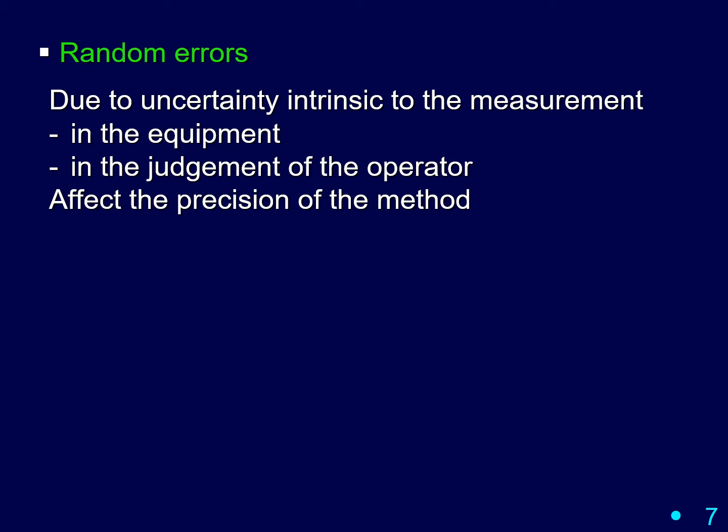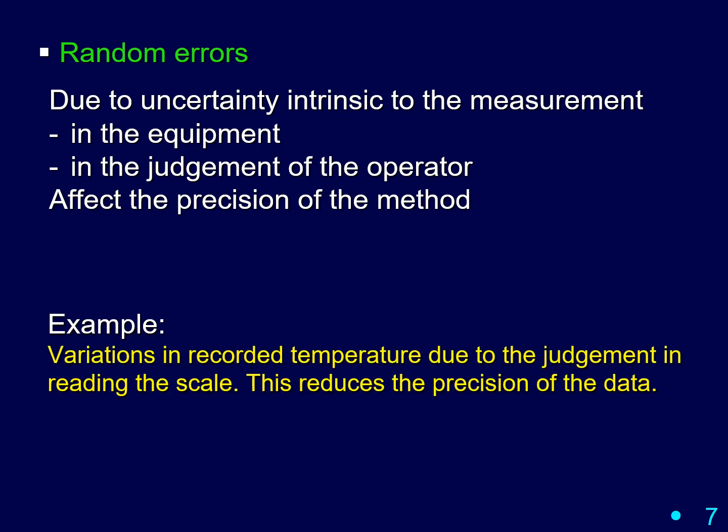So these sorts of errors affect the precision of the method, how tightly clustered together they are. So I'm going to list one example here. I'll be expecting to see more than that on your reports. So I'm just talking about reading the thermometers here. It's a judgment thing, so there'll be uncertainty as the individual reads that thermometer. And then I relate that to these random errors and their effect on the precision of the data.